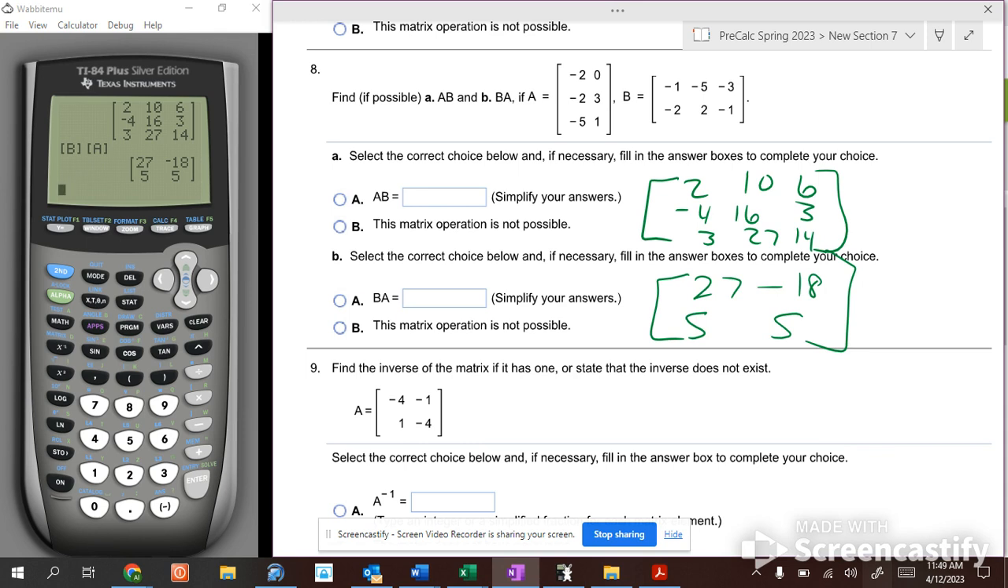Because of the rows and the columns. A times B is a 3 by 2 times 2 by 3, so the middles match and you get what's on the outside, 3 by 3. So if you take a 2 by 3 times a 3 by 2, you get a 2 by 2.